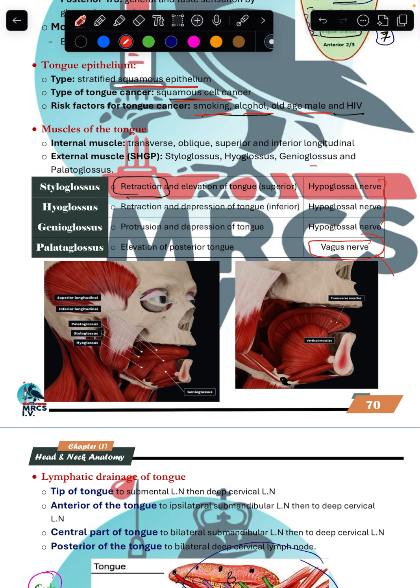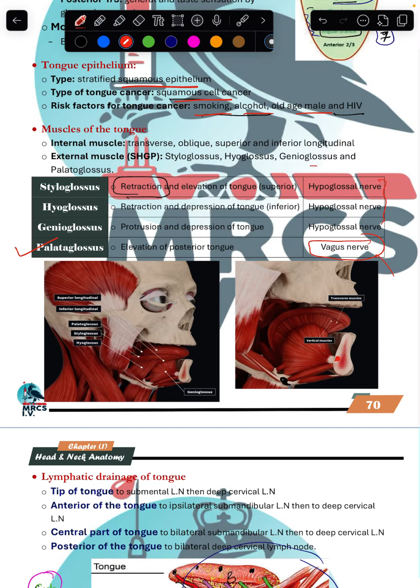So all the basic muscles of the tongue, styloglossus, hyoglossus, genioglossus, are supplied by the hypoglossal nerve, except palatoglossus, which is supplied by the vagus nerve, since it is near the palate. So what does styloglossus do? It arises from the styloid process, and it elevates the tongue. Hyoglossus retracts and depresses the tongue. Genioglossus is the protrusion of the tongue.